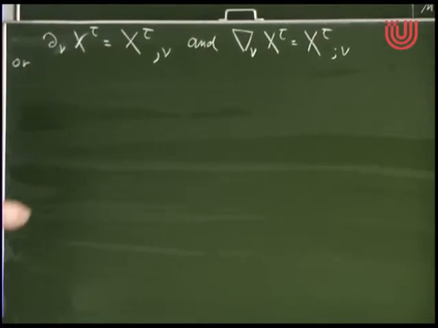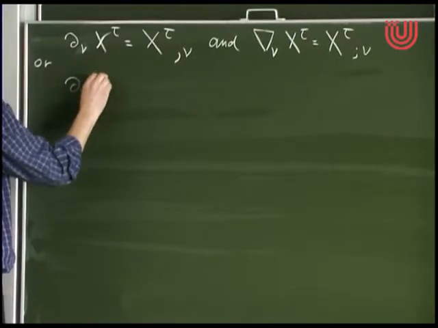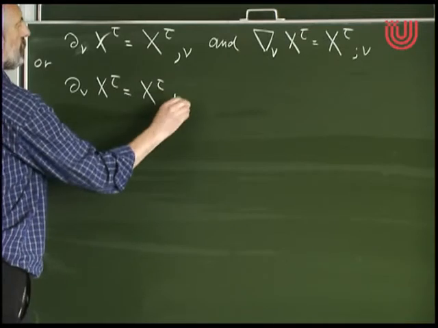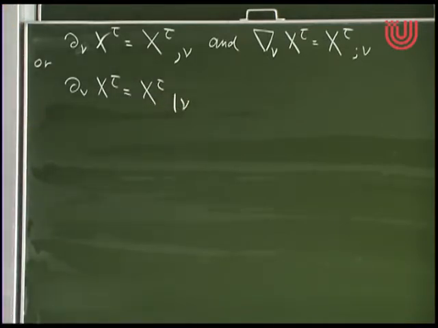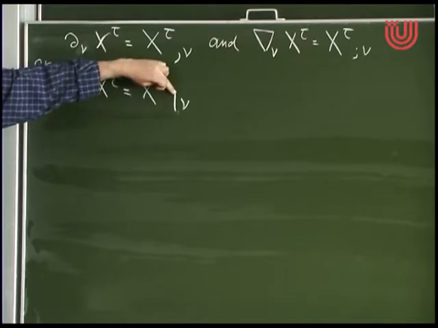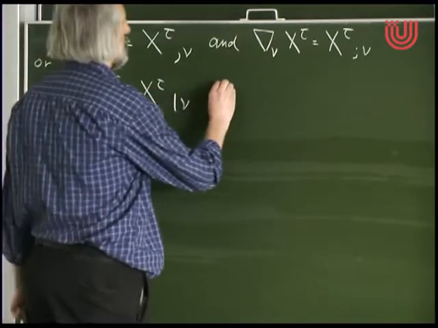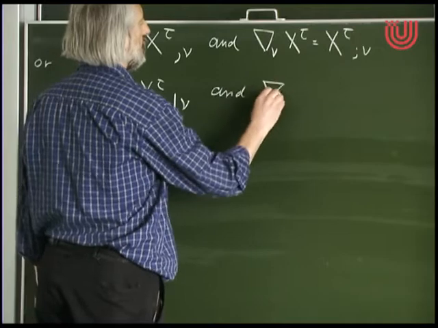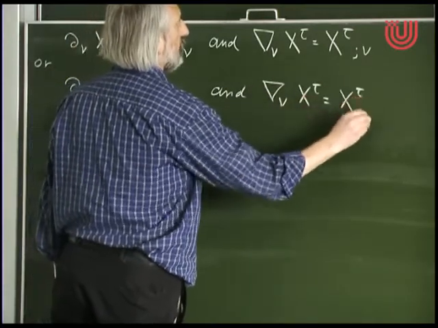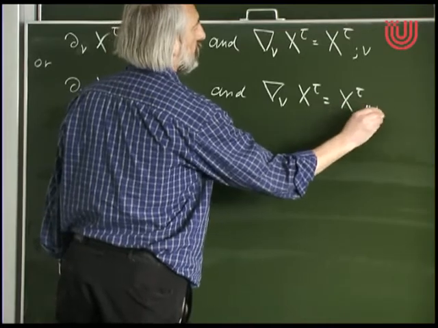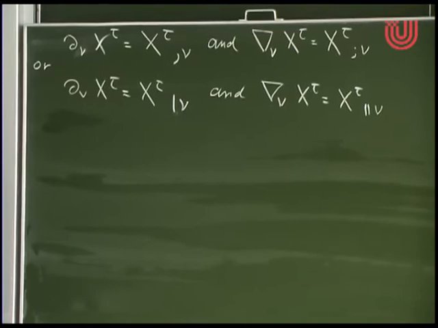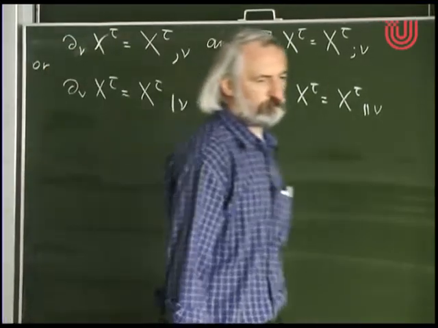Or another alternative is that some authors use a single stroke for the partial derivative. So they write it in this way. That's an index, and in front of the index there's a single stroke. And people who do this would denote the covariant derivative with a double stroke. These are notations which you find in books, so I should have mentioned it.